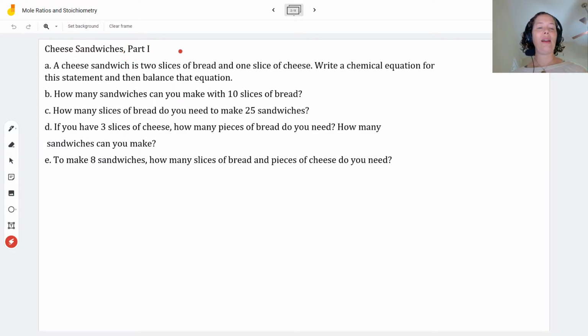So we have a cheese sandwich is 2 slices of bread and 1 slice of cheese. Again, we're making very simple sandwiches here. Write a chemical equation for the statement and then balance that equation.